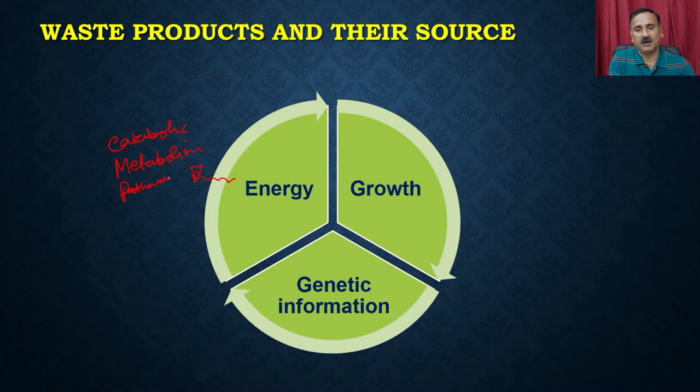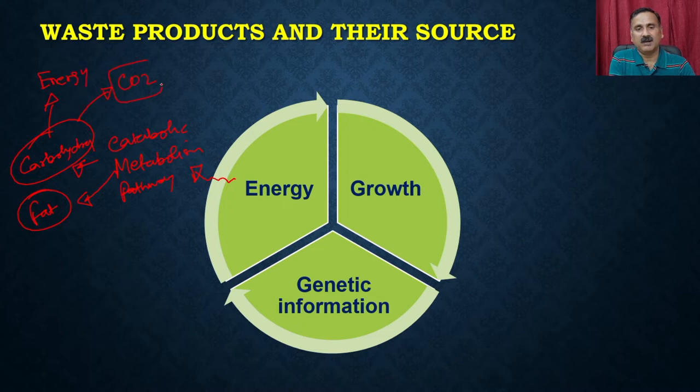So if you want to generate energy, you have to run the metabolic pathways. That means you are going to run carbohydrate metabolism or fat metabolism, right? Both the carbohydrate and the fat are going to generate energy, and along with the energy, they also generate carbon dioxide as well as other kinds of toxic material or byproducts. These byproducts are toxic, so they have to be gotten rid of.